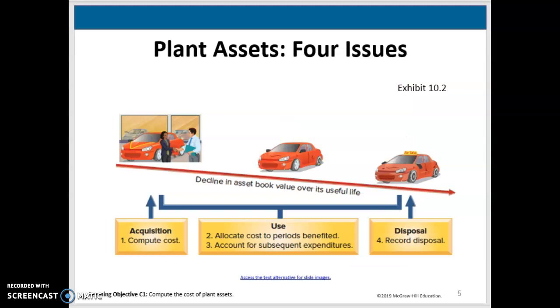So when we look at some of the issues that we come across with plant assets, we first have to think about, what is that cost to actually acquire that asset? So there are some basic things we're going to look at as what's included in that cost. Obviously, we know what we pay for it is included, but there's some other factors that can be added in too as far as what's included in that acquisition cost.